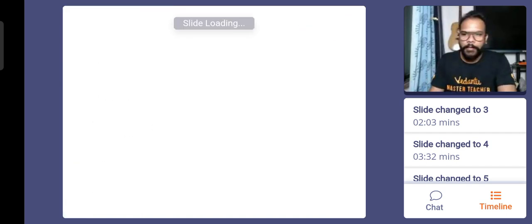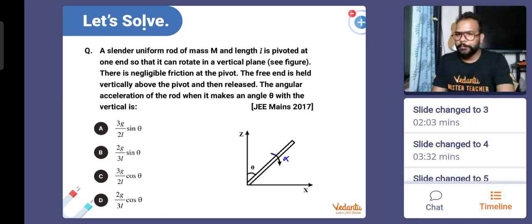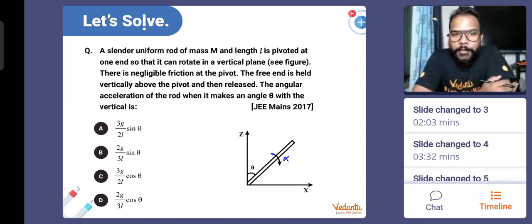Okay, let's go, everyone, one more question. I don't give time to note down, especially not for questions. A slender uniform rod, I don't know the literal meaning of slender, but basically a rigid rod is what they are talking about. A rod of mass m and length l is pivoted at one end.